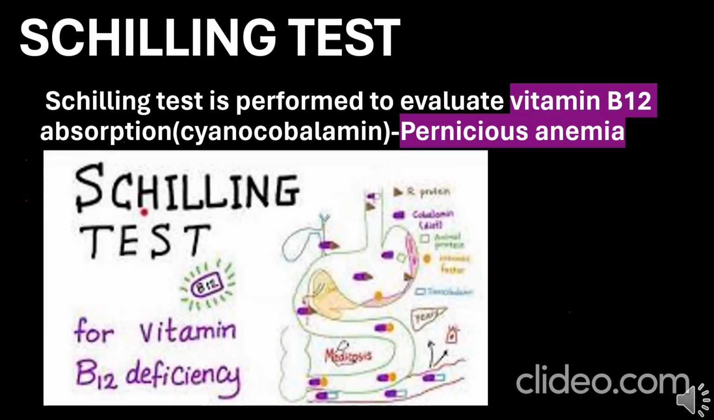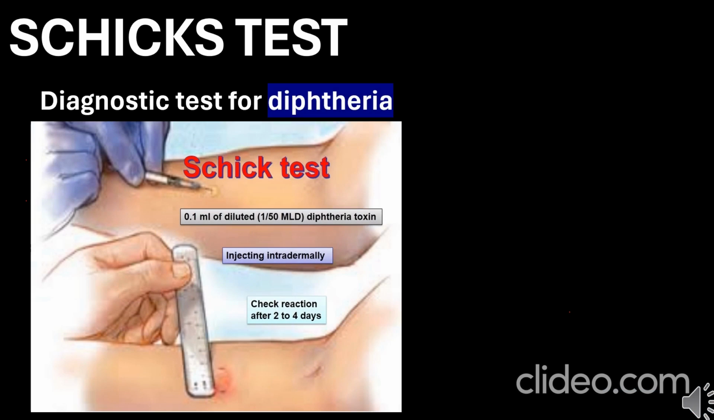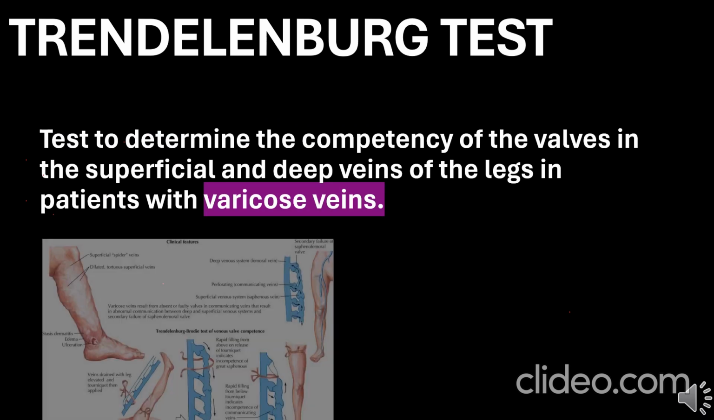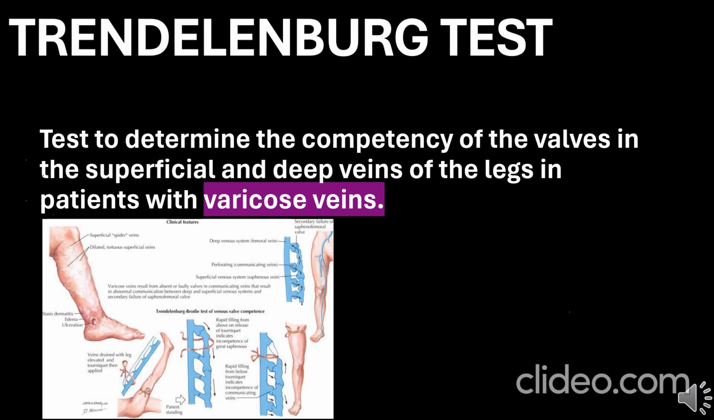Schilling test. This test is to evaluate vitamin B12 absorption in pernicious anemia. Schick's test. This is diagnostic test for diphtheria. Trendelenburg test. This is the test to determine competency of valves in veins of legs in varicose vein.